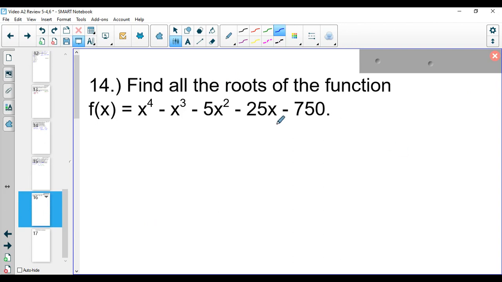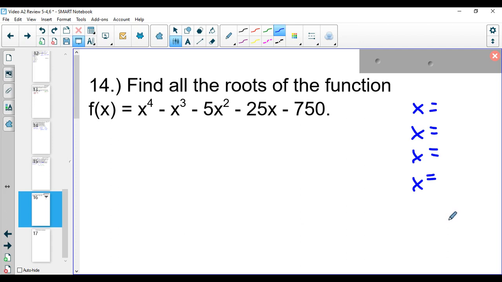All right, number 14. Find all the roots of the function f of x equals x to the fourth minus x to the third minus 5x squared minus 25x minus 750. Well, by using the fundamental theorem of algebra, since the degree is 4, we know that we're going to have 4 roots here. So 1, 2, 3, and 4.